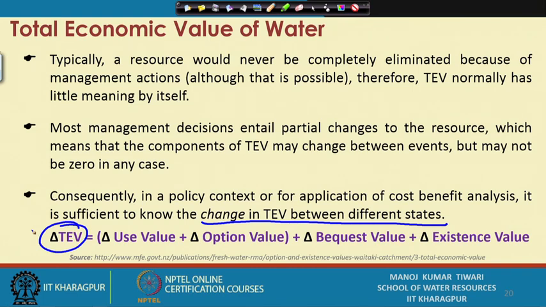So, what is the change in the existence value? What was the existence value earlier and how has this existence value changed? So, for example, let us say you are willing to discharge the city's sewage in a lake. Now, if you see the non-use value, earlier the lake water was of good quality, and then you are discharging waste.